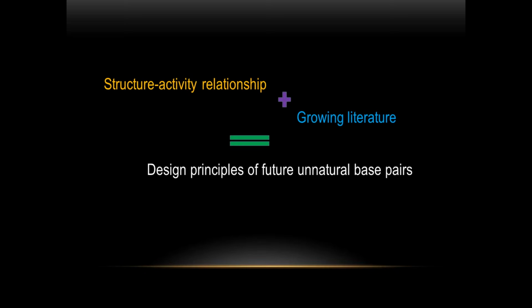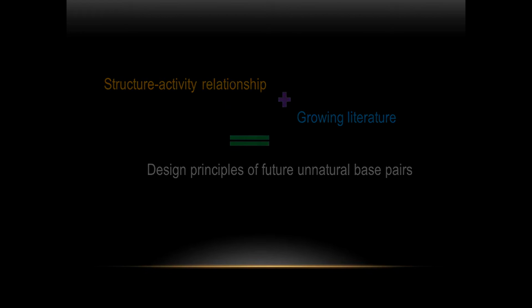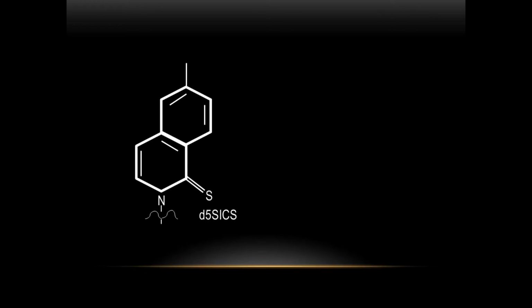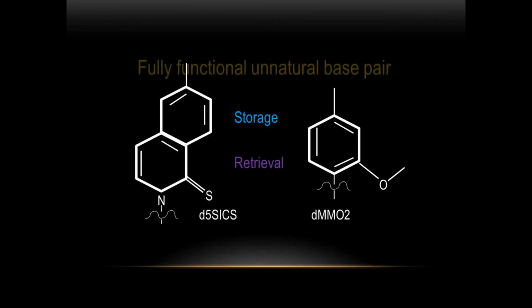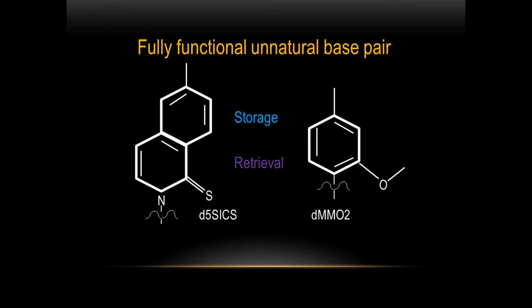The group intends to continue to search for modifications that optimize the D5-SICS to DMMO2 pair, also with the expectation that this work will tell us the fundamental principles underlying the storage and retrieval of genetic information, as well as ultimately culminate in a fully functional unnatural base pair.